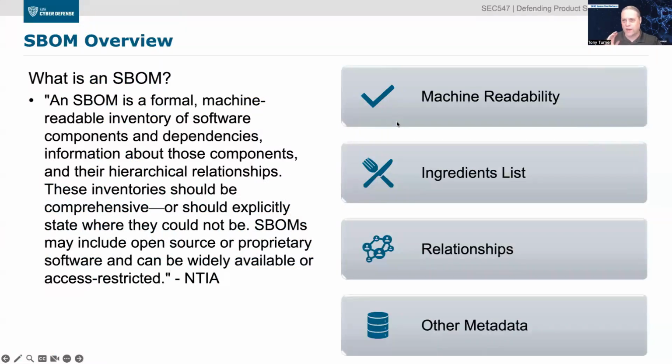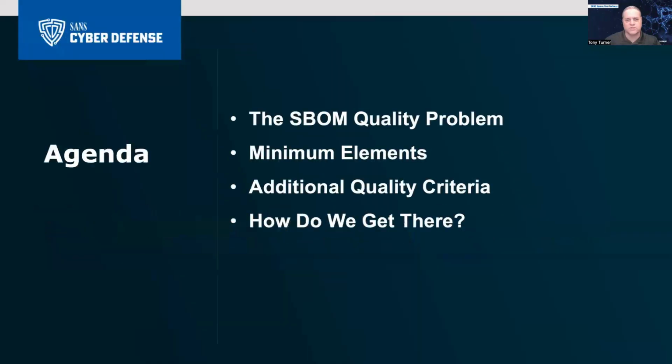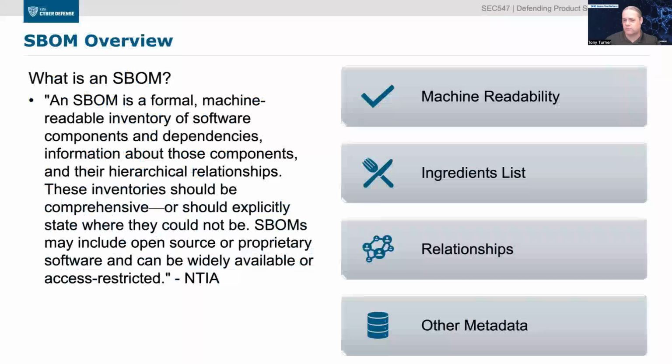So first off, what is an SBOM? At its core, a software bill of materials, it's just a list of ingredients. It's an inventory of your software, the components, the dependencies, the relationships of those dependencies. We get some information about the name and version. We're going to get into some of those elements here in just a moment. But at its core, it's just about what's in your software.